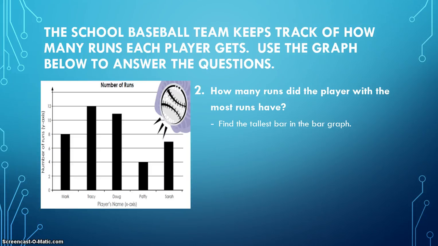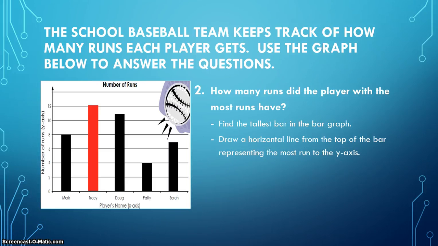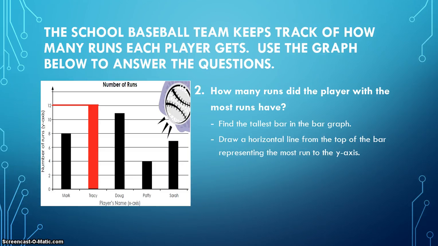So if we take a look, Mark is smaller than Tracy. Tracy is bigger than Doug, so Tracy is still it. Tracy is bigger than Patty's bar, and Tracy is taller than Sarah's bar. So Tracy has the bar that represents the most number of runs. Now that we have that, it wants to know how many runs Tracy hit. So we're going to draw a horizontal line from the top of Tracy's bar over to the y-axis so we can figure out how many runs. As we draw the line, we see that it hits 12, so it's right there at 12. So Tracy had 12 runs.